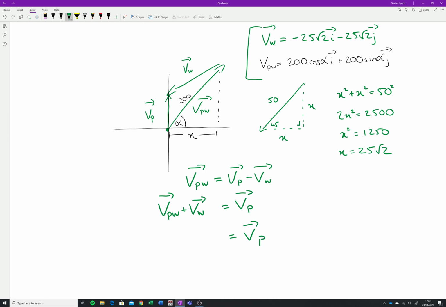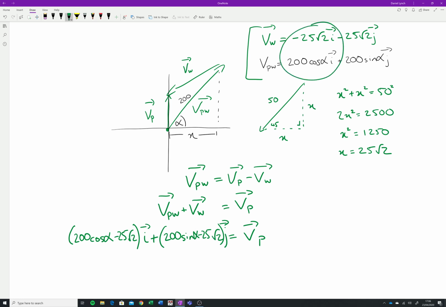When we add the i components together, we're going to have 200 cos alpha minus 25 root 2. And when we add the j components, we're going to have 200 sine alpha minus 25 root 2 j. That's what we have. Obviously I'm just adding those two things together and factorizing the i component, if you want to think of it in that term.